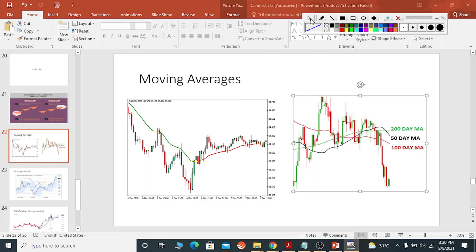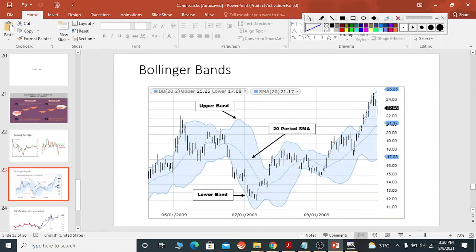Okay, so I'll proceed now to another indicator, which is named Bollinger Bands. Bollinger Bands are a different indicator and it has a different purpose in the market. The purpose of Bollinger Bands is to tell you what the volatility in the market is.